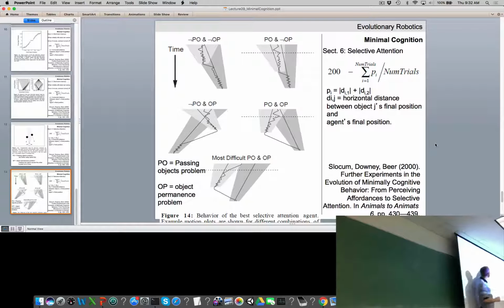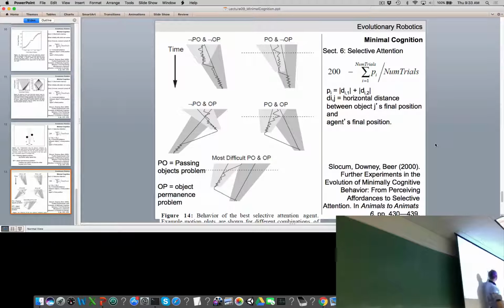At every time step, the robot could see both objects, right? This line was always inside both trapezoids. And so there was no object permanence problem. Didn't need to remember anything. Everything was in view. And there was no passing objects problem. So it's not PO, which means that the lighter object hit first, which means the lighter object started closer to the robot than the darker object in this case.